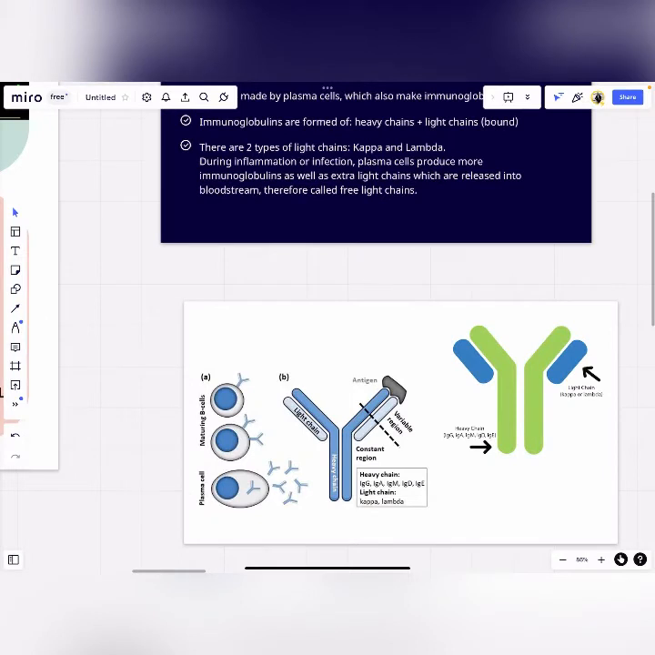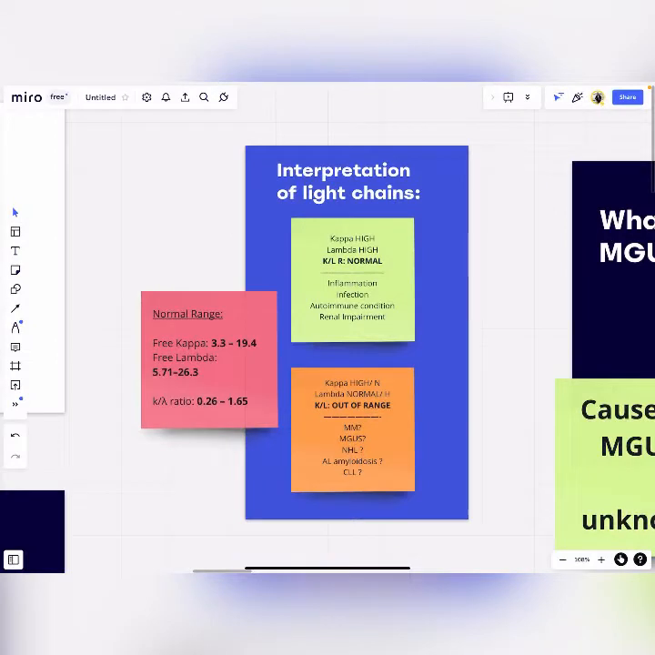Immunoglobulins are formed of heavy chains and light chains, which are bound to the heavy chains. During inflammation or infection, plasma cells produce more immunoglobulins as well as extra light chains which are released into the bloodstream, and they are called free light chains. If the amount of free light chains is higher or lower than normal, it can suggest a disorder of the plasma cells. At this point, the Kappa-Lambda light chains ratio is very important, which helps the differential diagnosis, as it's either within the normal range or out of range.